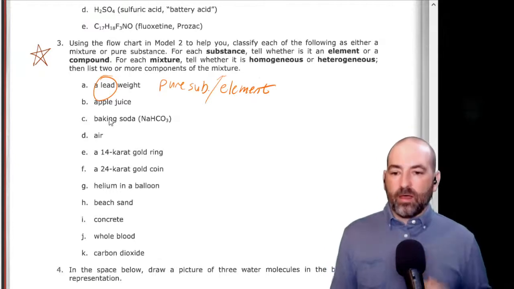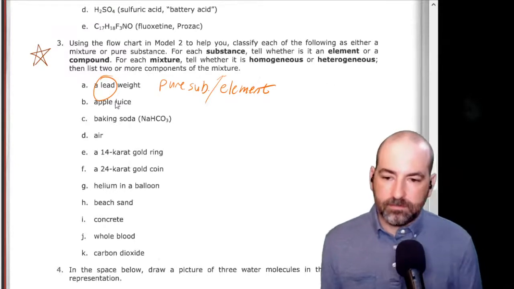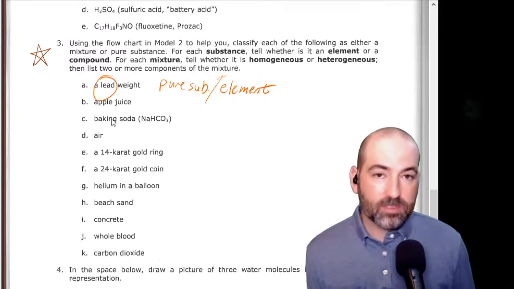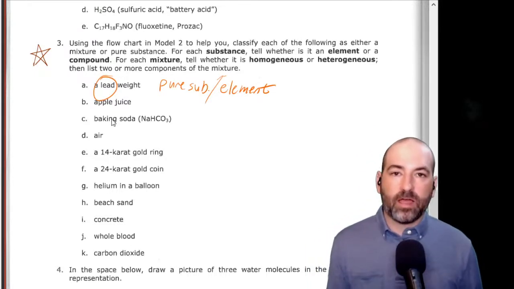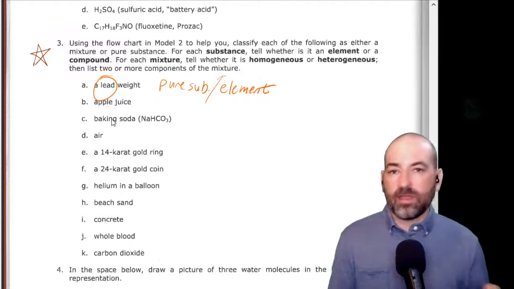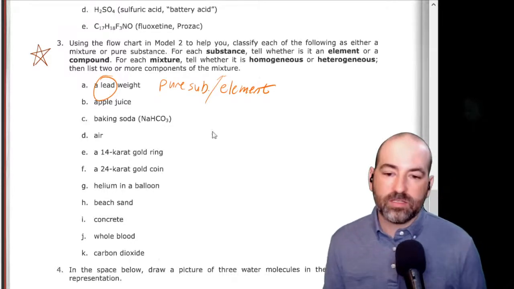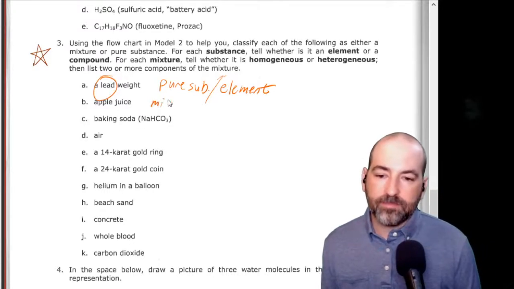All right. Apple juice. Apple juice, is that a pure substance? No, it's a mixture, right? Think about all the things that are in apple juice. You've got sugar, you've got water, you've got flavorings, colors, all that kind of stuff. So it's definitely a mixture.